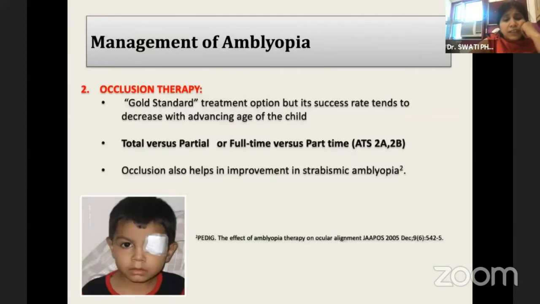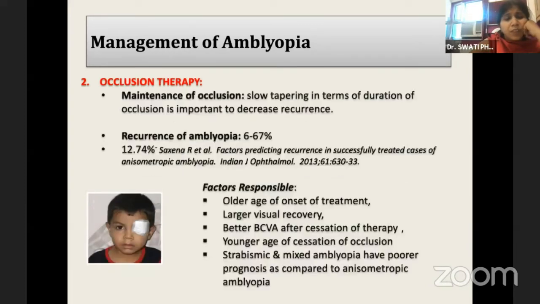As I said, occlusion therapy still remains the gold standard for the treatment of amblyopia, but we are moving to part-time occlusion rather than full-time occlusion, and various PEDIG studies have shown that part-time occlusion is as good as full-time occlusion in mild to moderate cases of amblyopia. For severe amblyopia, we may still have to go for full-time occlusion therapy.